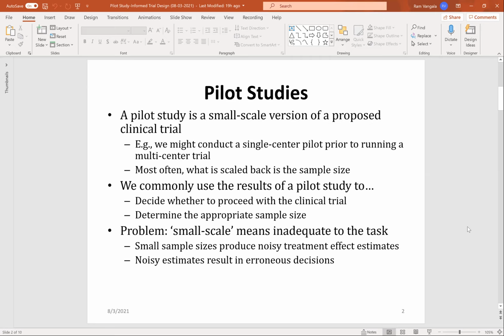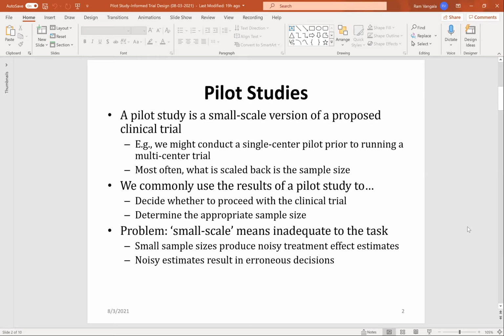But most often, what we're talking about is the sample size being what's scaled back. So we envision running essentially the same thing as what we plan for the full trial, but we just run it with a smaller sample size. And in terms of how the results of pilot studies are commonly used, Catherine mentioned the two major ones, which is one is deciding whether to proceed with the trial at all. And there's a feasibility aspect to that, which I think we'll talk about more later. But here, what I'm talking about is deciding on the basis of whether the treatment looks promising. So we might look at the treatment effect estimate and say, hey, it looks like we might have something clinically meaningful here. We should go ahead and do the trial. Or we might see that it's not clinically meaningful and decide not to do the trial on that basis. And if we do decide to do the trial, frequently we'll use the pilot study results to determine our sample size.